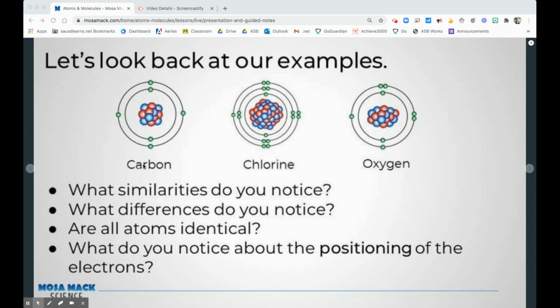Now we're going to take a look at what differences you notice. Look at carbon, look at chlorine, and look at oxygen. What are some differences that you see across all 3 examples? I'm going to pause the video and answer number 6. What differences do you notice between the 3?